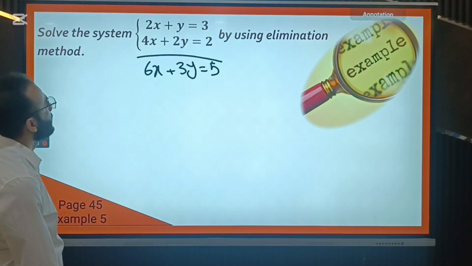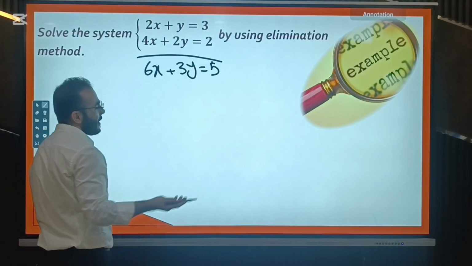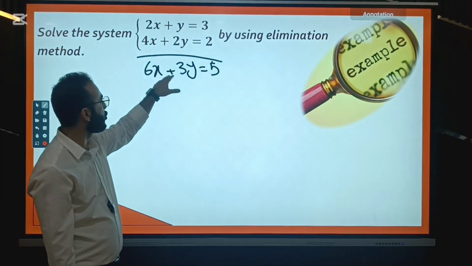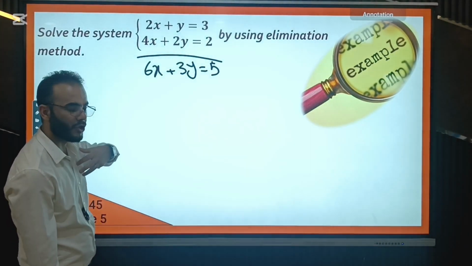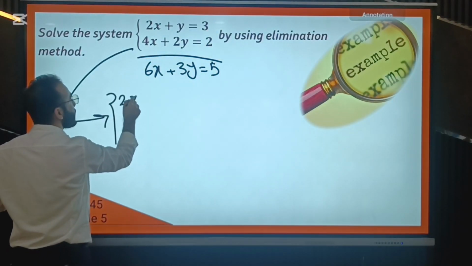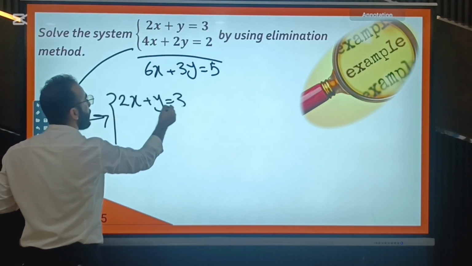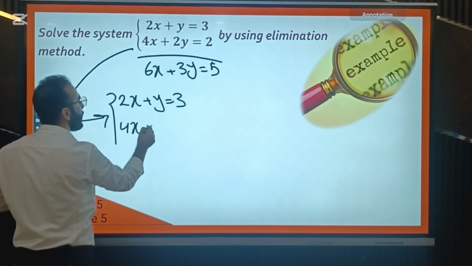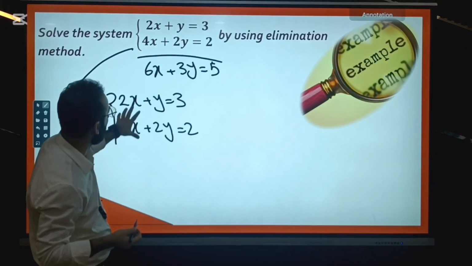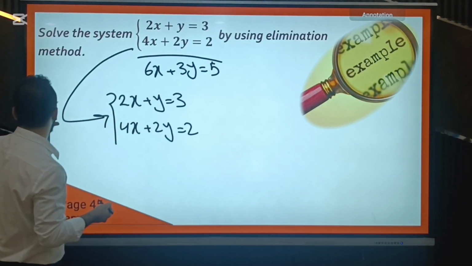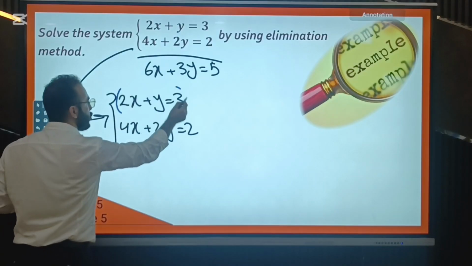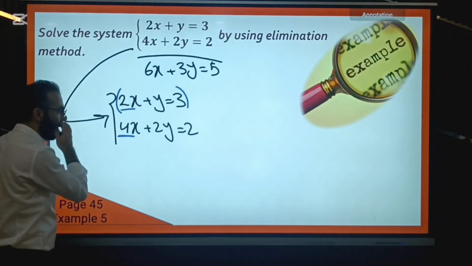Perfect. As you can see, none of them eliminated each other, neither x nor y. So in that case, let's do our changes. Bring our system here. 2x plus y equals 3. 4x plus 2y equals 2. Decide whether you want to eliminate x's or y's. Previously I went with y, so this time I will try x. Here we have 2 and here we have 4.